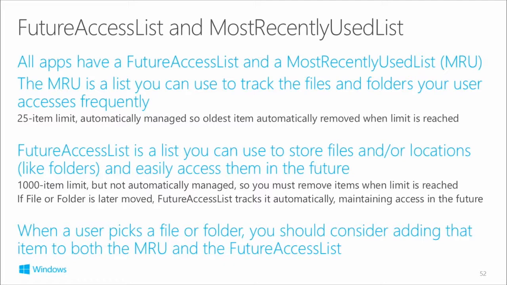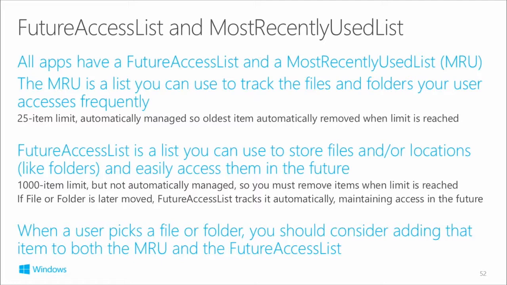So every time you pick a file with the file open picker or file save picker, just put it in the MRU. You may not use it, but you may find that you want to use it. The future access list is much bigger than that. It has a 1,000 item limit, but that's not automatically managed, so you actually have to put some code in. If it fills up, you need to manage that and trim stuff out of it.